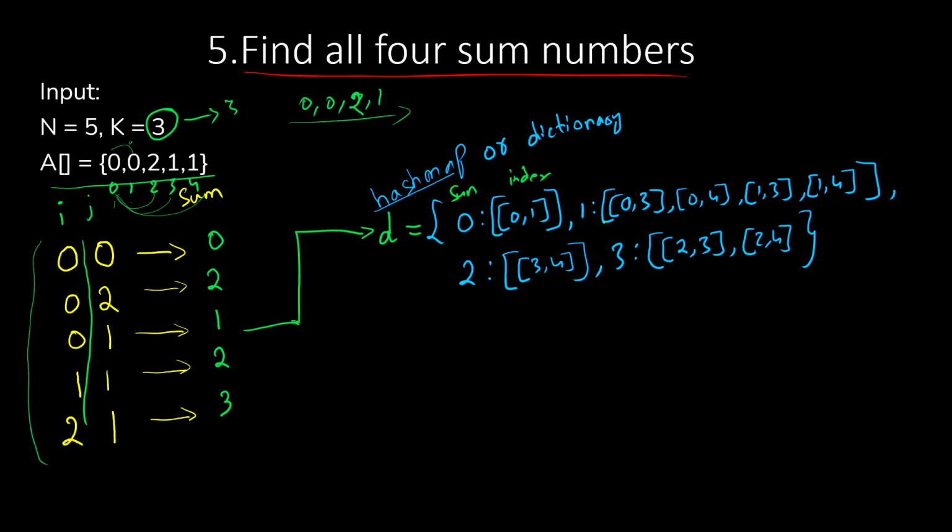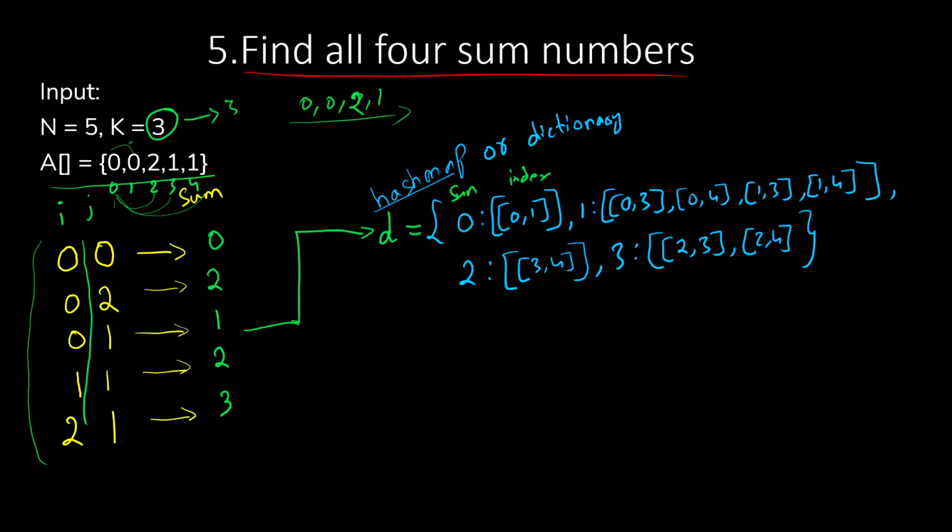Next is the summation of 1. We have index 0 and index 3, that sum will be 1, and also index 0, 4 will be the sum of 1. Similarly 1, 3 and 1, 4. We have all those four index pairs here. Fine. For the next sum, how many pairs do we have? We have 1, 1, which is index 3 and 4. That is written, and there is again 0, 2.